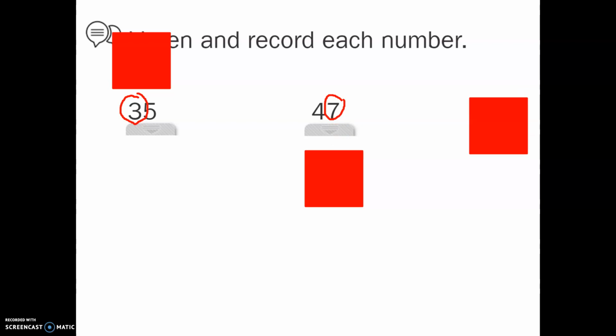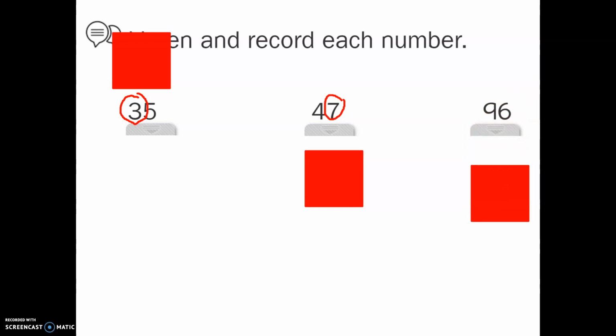Now, on your whiteboard, write down the number 96. What is the digit in the tens place in the number 96? 9 is in the tens place. And the value of that 9 is 90.